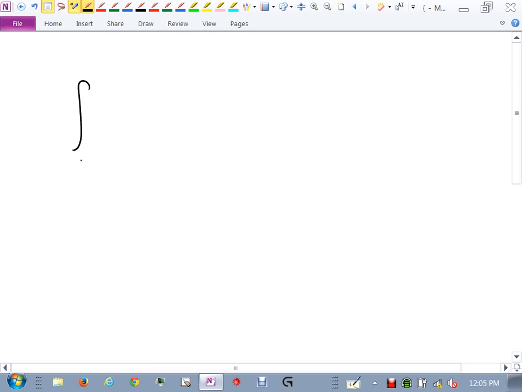I'll give you an example. What's the limit from, let's say, 2 to infinity of x over square root of x squared plus 1 dx? So this is an improper integral, right? We have this infinity there. How are you going to integrate that?